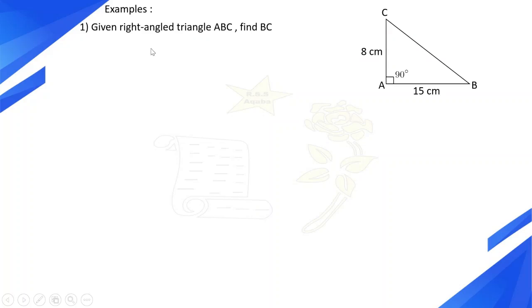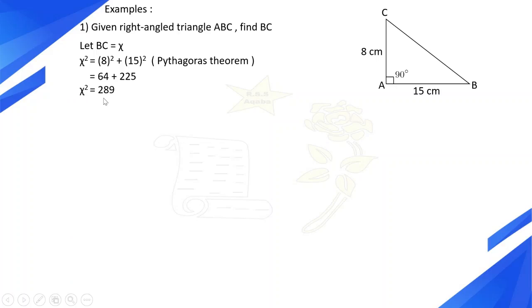For example, given right-angled triangle ABC, find BC. BC is the hypotenuse. It's the longest side in this triangle. Let BC equal x. X square equal 8 square plus 15 square by using Pythagoras theorem. 8 square equals 64, 15 square equal 225.